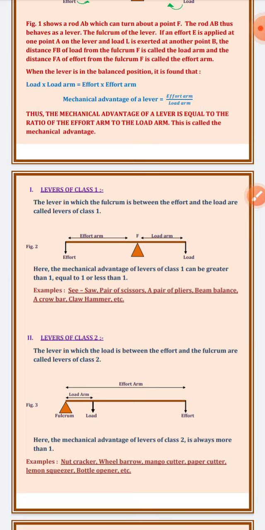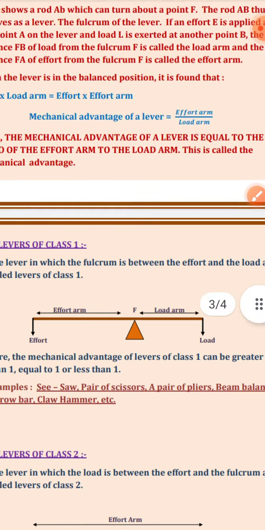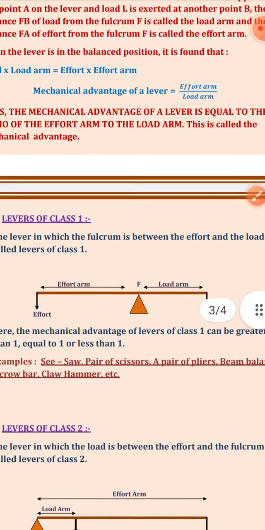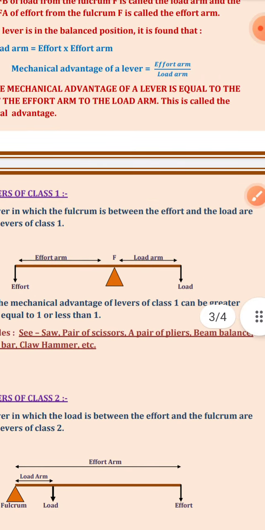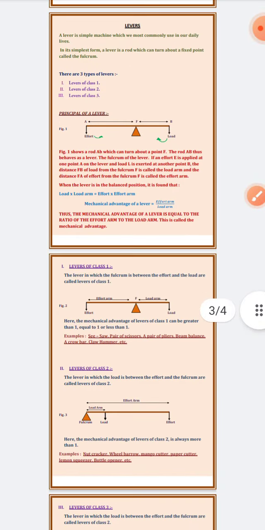At first we are proceeding with levers of class 1. The lever in which the fulcrum is between the effort and the load is called a lever of class 1. Here the mechanical advantage can be less than 1, more than 1, or equal to 1. Now how will we know, when the effort arm is greater than the load arm, whether it is our profit or our loss? How will we know that?